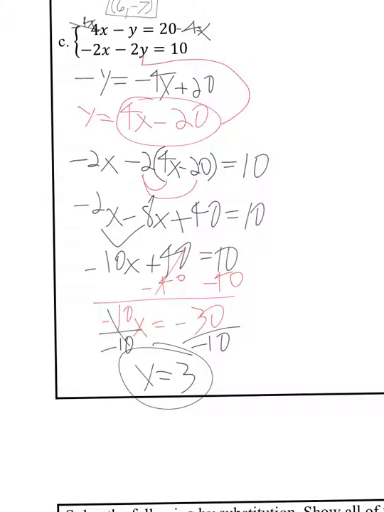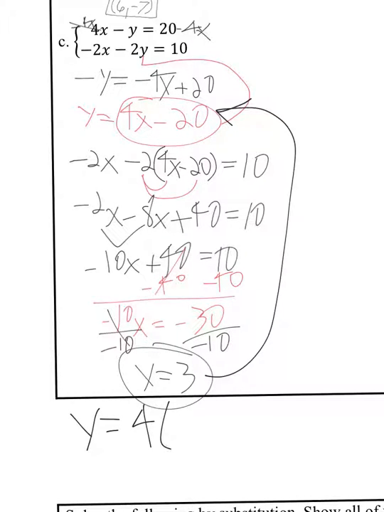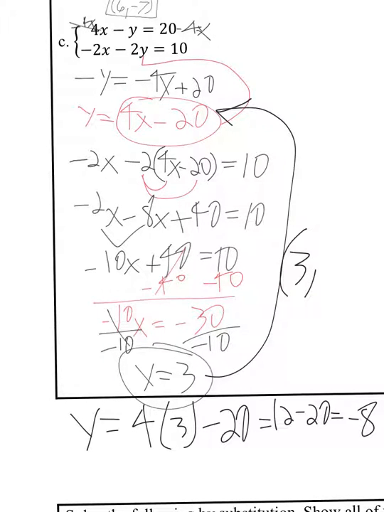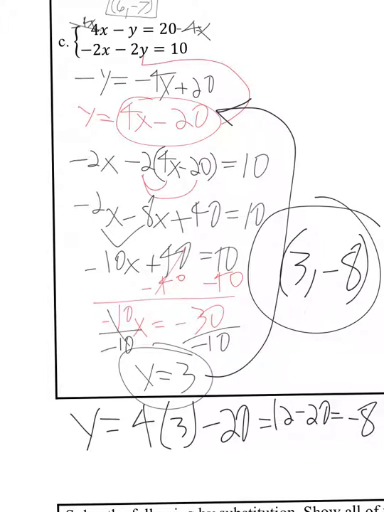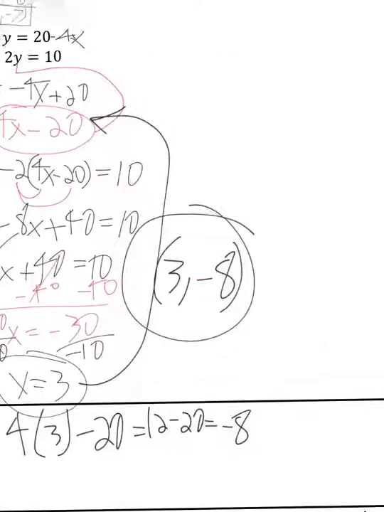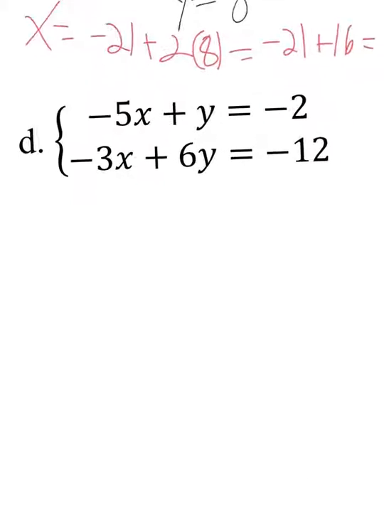All right, so it's a bit of work. And unfortunately, we're not done yet. So plug it into that y equals 1. Y equals 4 times 3 minus 20. That's 12 minus 20. That's negative 8. So my final answer, 3, negative 8. Again, plug it back in to check, but to save time, I'm going to skip that. All right, so last one here.